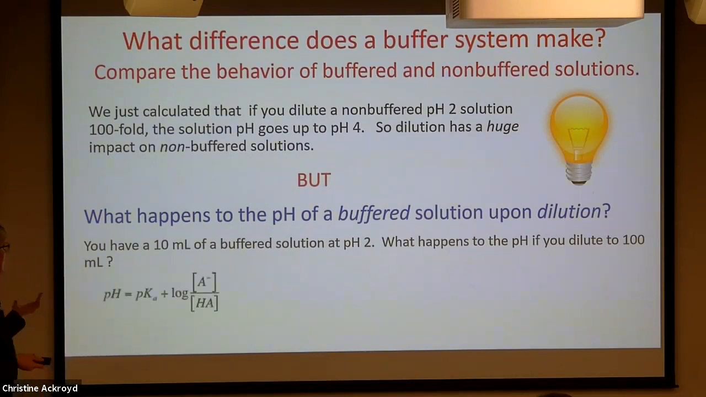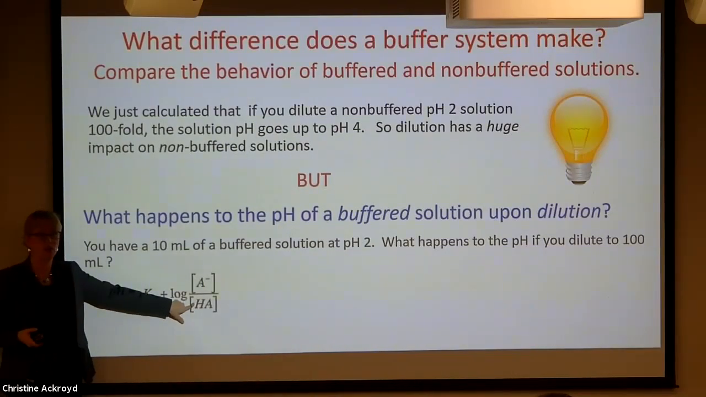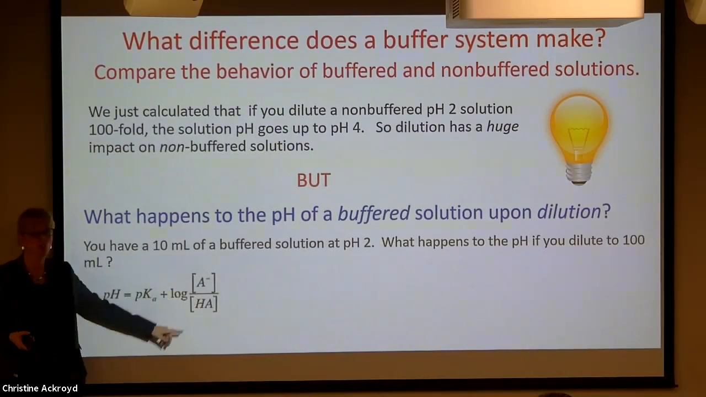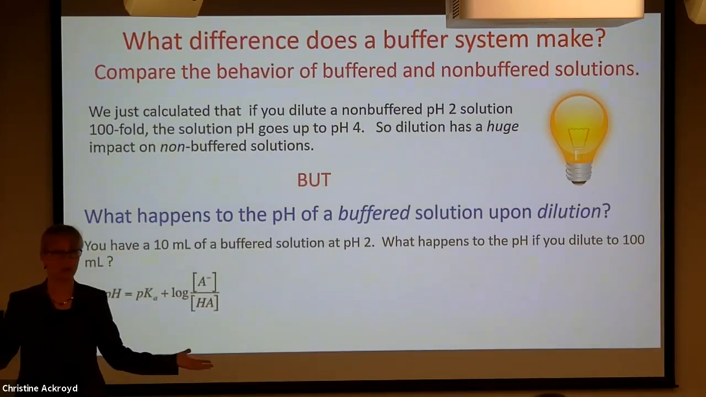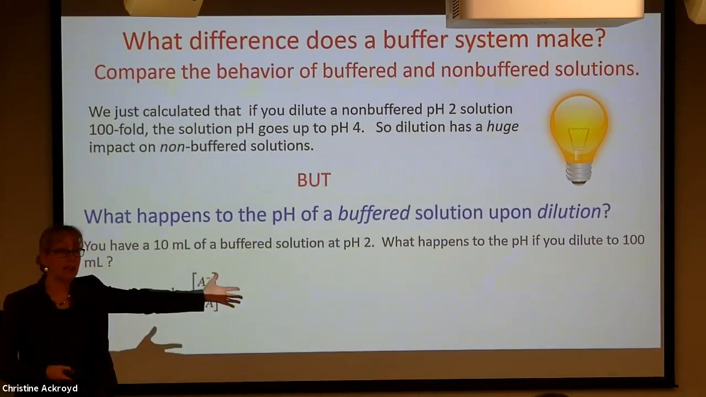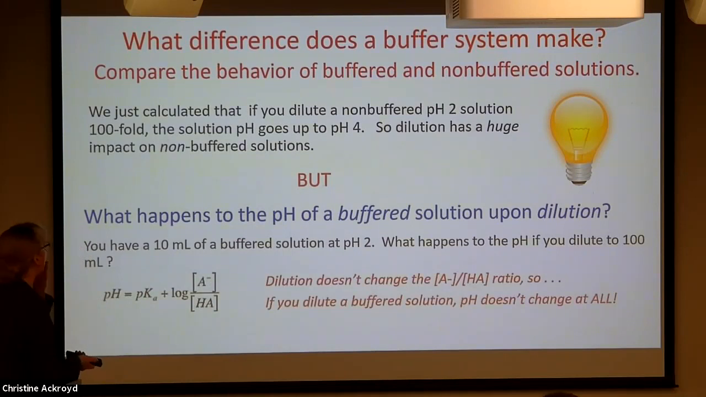So the Henderson-Hasselbalch equation, when you dilute the solution, what happens to the ratio? Nothing. So what happens to the pH when you dilute a buffered solution? Nothing. So instead of going up 2 pH units, pH doesn't change at all. Is that useful? Yeah. Okay.